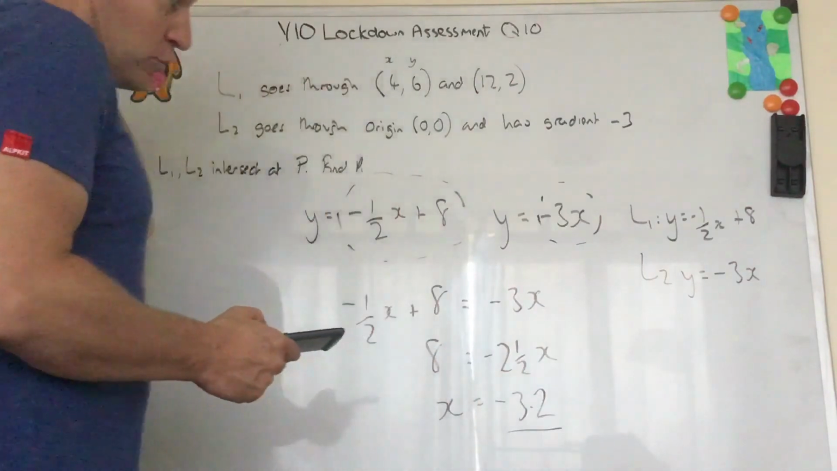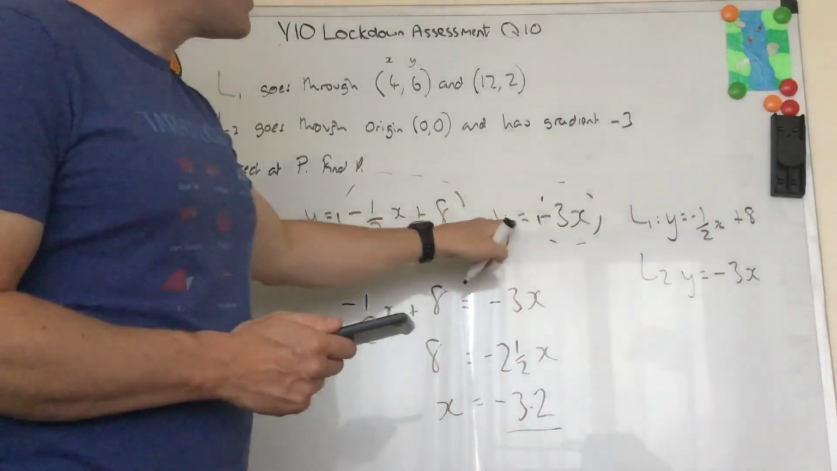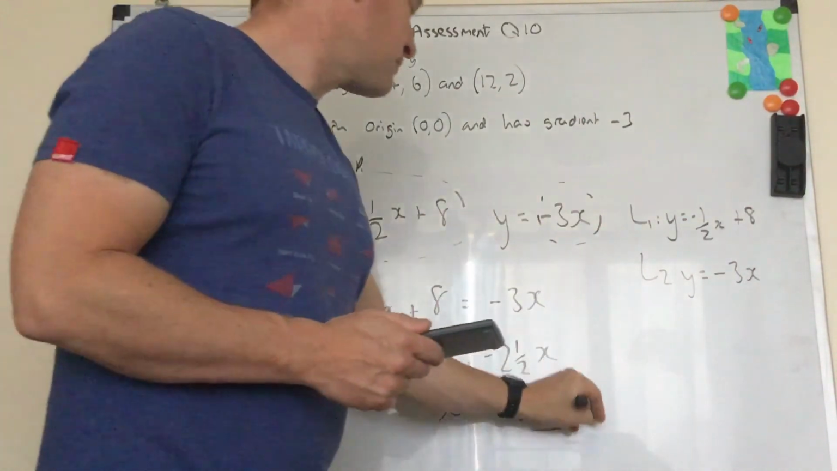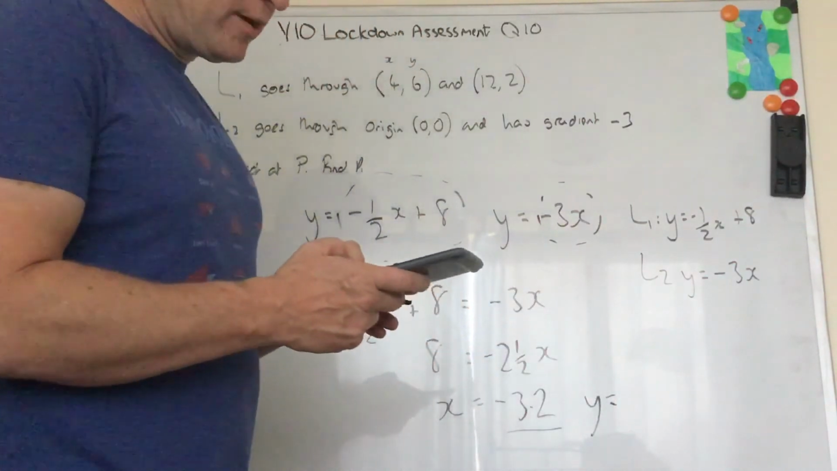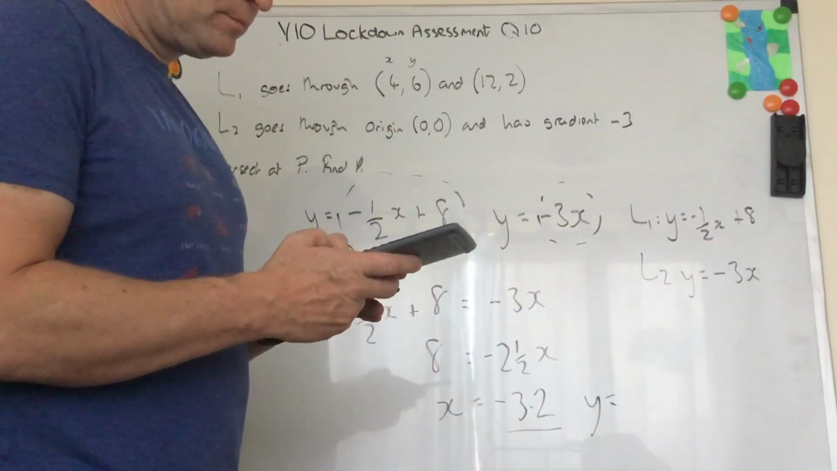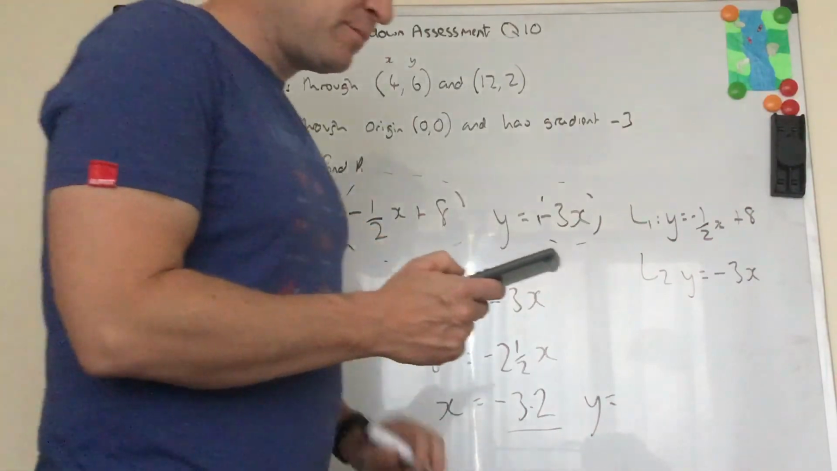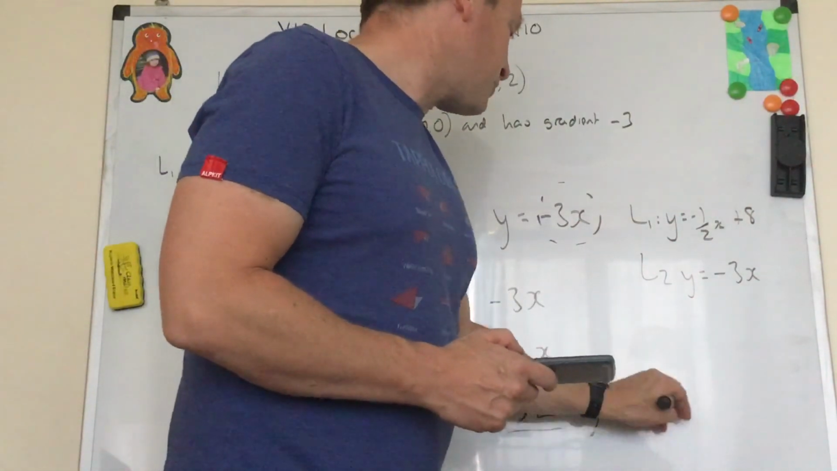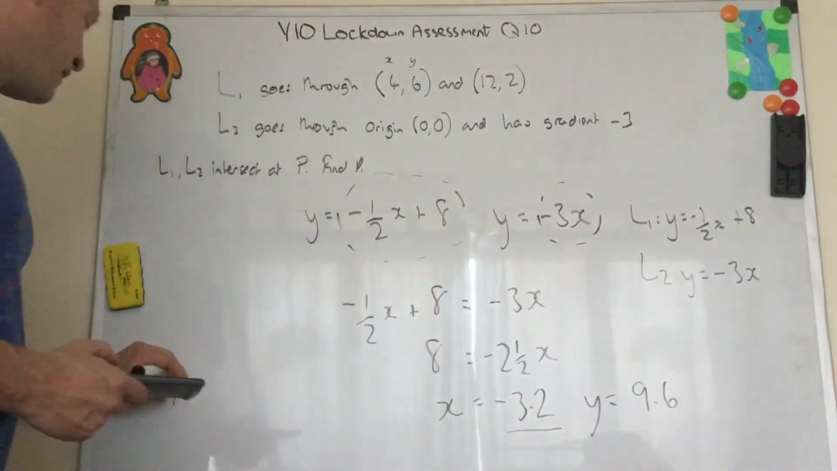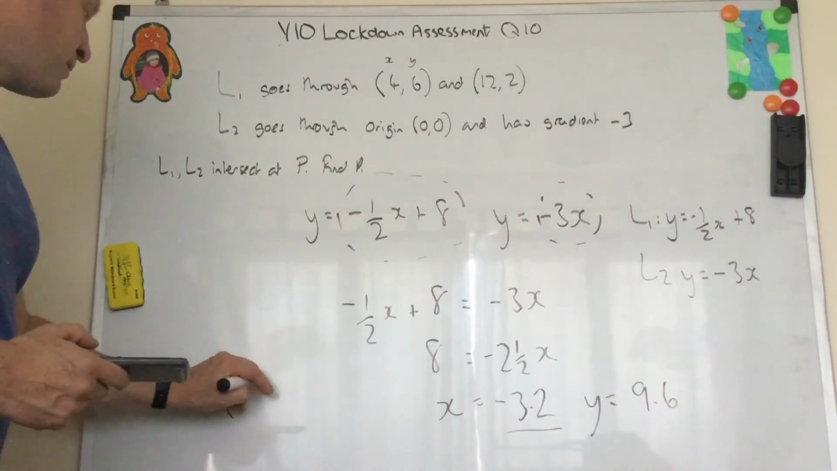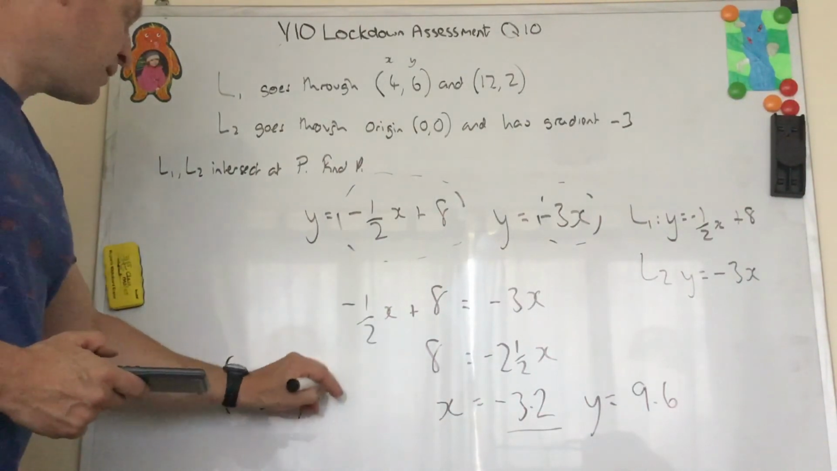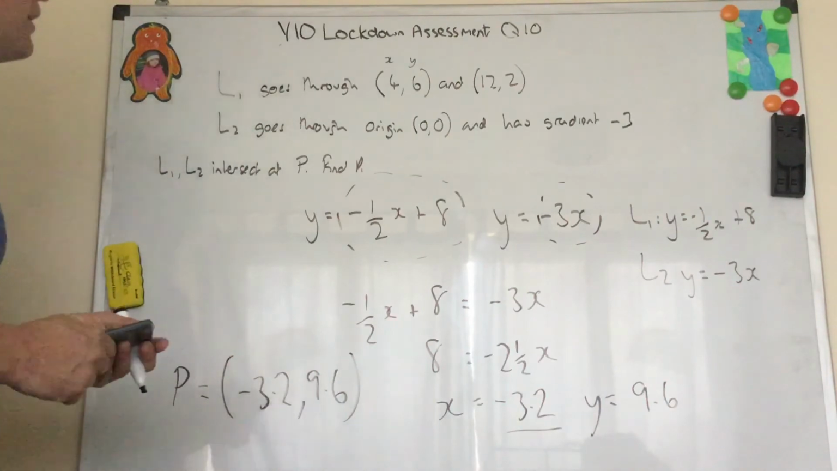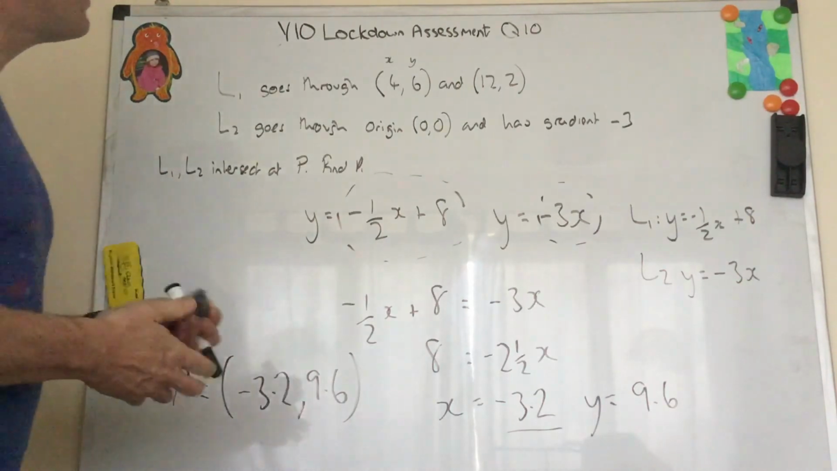Okay. Once we know x, we can work out y. y is equal to minus 3 times x. So y equals minus 3 times minus 3.2, which is 9.6. So we get the coordinates of P: (minus 3.2, 9.6). Okay, not an easy question. Well done if you got anything on that.